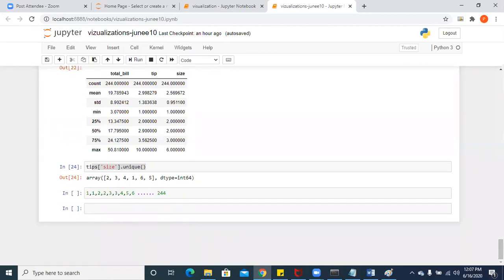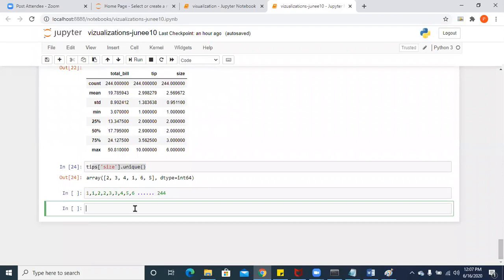And then we have something called cat plot. So what is that cat plot? sns.catplot of x is equal to smoker, comma, y is equal to tip, comma, data is equal to tips.